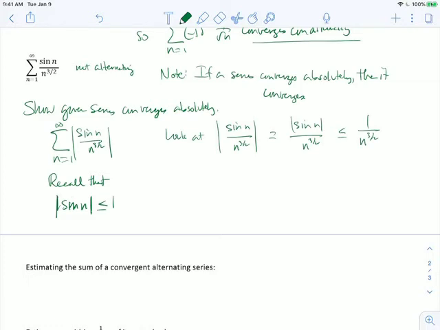And, well, what about this thing again? That's a p-series, right? Or it's the terms of a p-series. So summation n equals 1 to infinity 1 over n to the 3/2 is a convergent p-series. p is 3/2, which is bigger than 1.